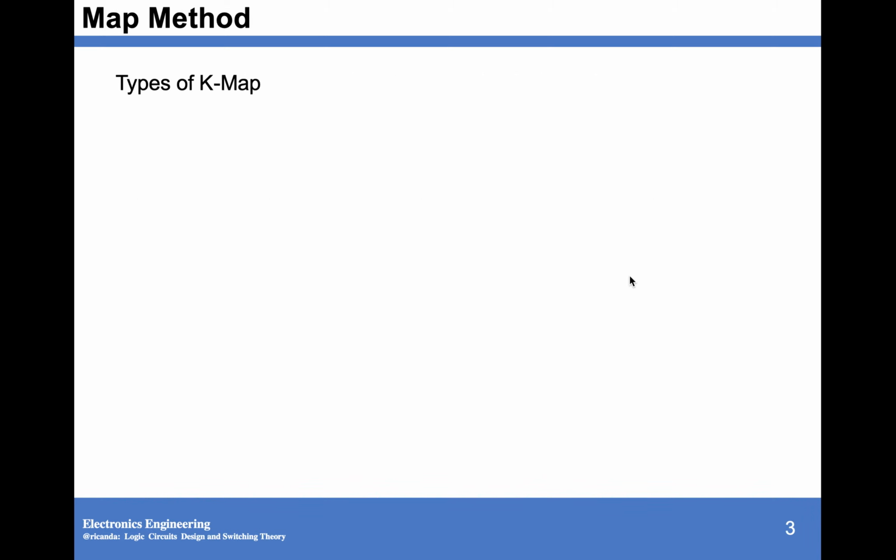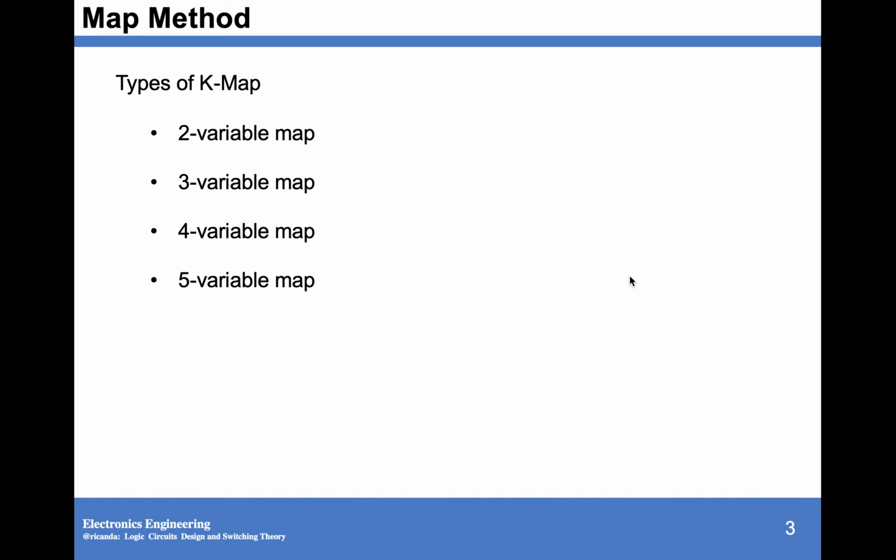So there are different types of maps, or different ways we have to use the map. It depends on the number of variables. The first one is if you have two variables, so we have a two variable map, three variable map, four variable map, five variable map, six variable map, or n variable map.